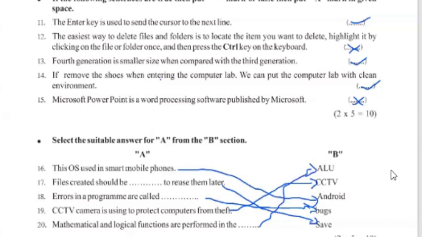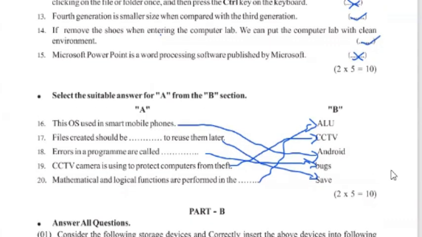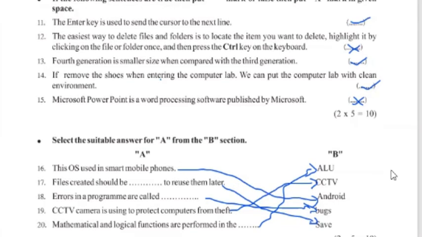So 13th, the fourth generation is smaller in size when compared with the third generation. Yes, it is correct. If we remove the shoes when entering the computer lab, we can keep the computer lab in a clean environment. Yes, it's the correct answer. Microsoft PowerPoint is a word processing software published by Microsoft. No, it's incorrect. It should be a cross mark. So here also you can earn 2 marks for the correct answers.